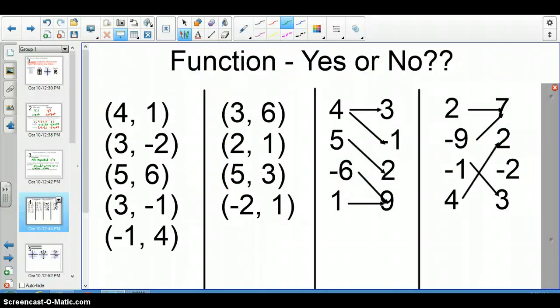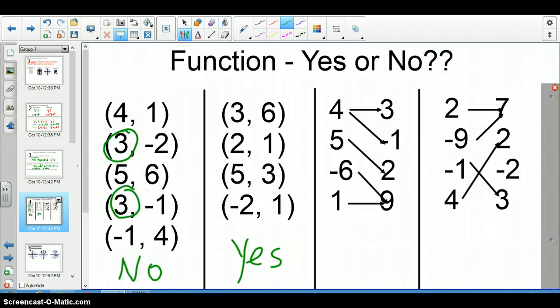So let's look at these. Are these functions? Yes or no? So look at your x's. 4, 3, 5, 3, -1. Well, look, you have 2 3's there. Those are repeated x's, so no, it is not a function. You don't want any repeated x's. Let's look at this next one. 3, 2, 5, -2. Yes, that's a function because you don't have any repeats.